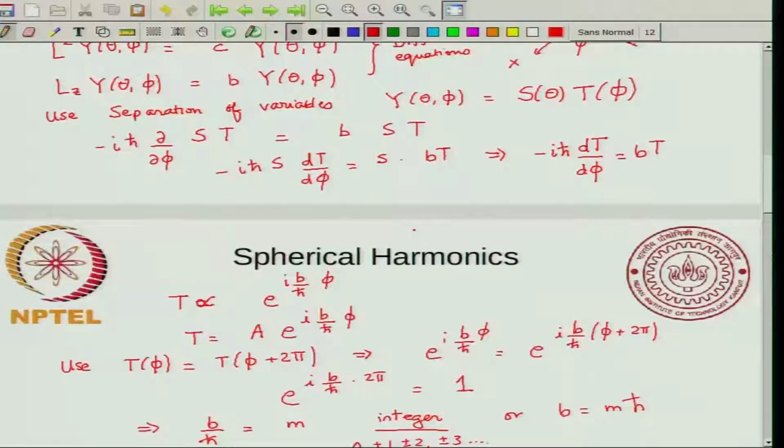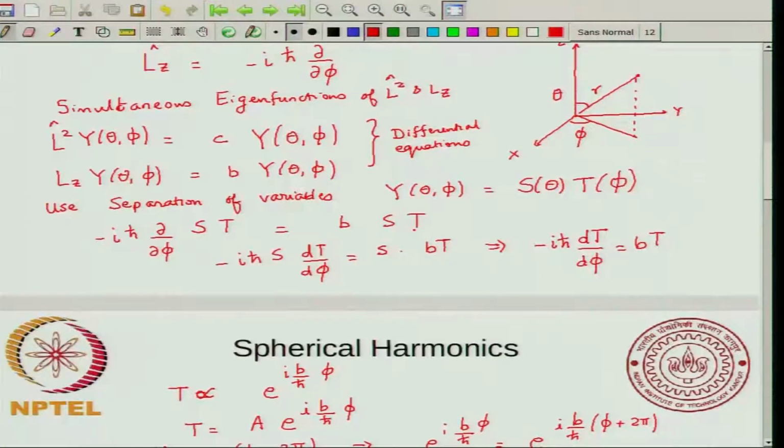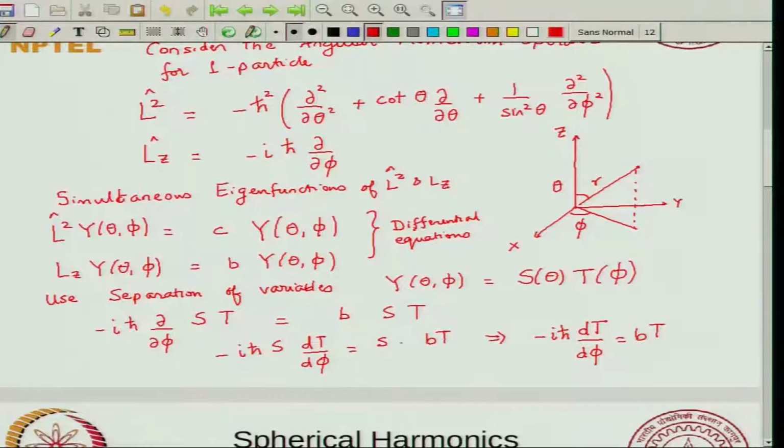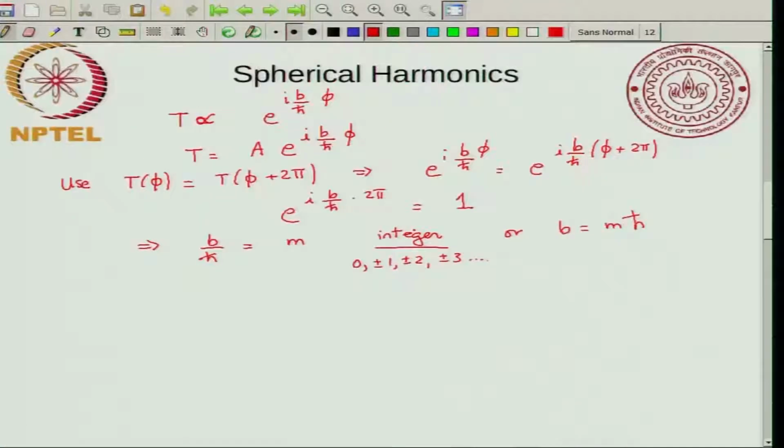Now if you take this T and substitute it in the L square expression, you take the form of T and substitute it in the expression for the L square operator, and then you will get a result. So that is what we are going to do.